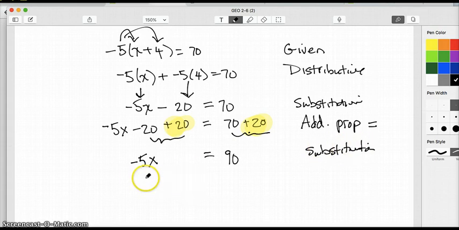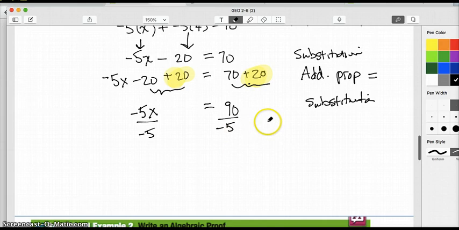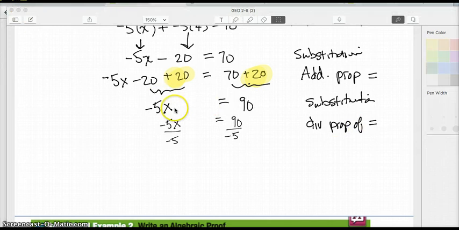And then the next thing I'm going to do is I need to divide both sides by negative 5 because I want to isolate that x value. And what am I doing there? I'm doing the division property of equality. And so what I'll do is I'll actually write this as a separate step. So I'm showing that this step was the substitution, and here is the division property of equality.